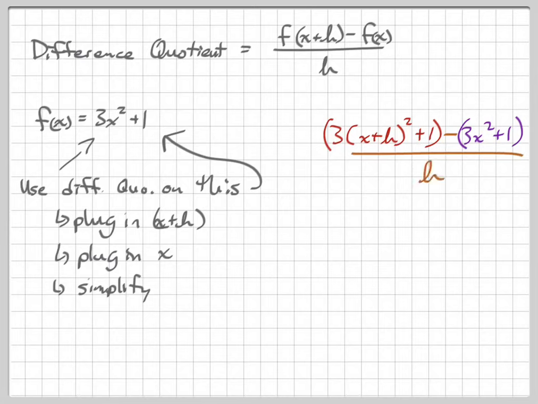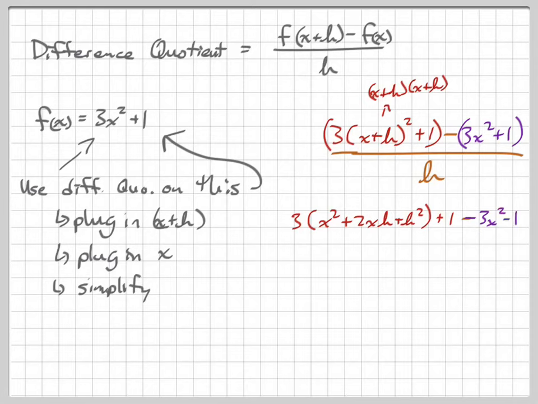Make sure you don't kill any puppies and distribute this 2 to the h and the x. The law of exponents does not say that you can do that when there's a plus sign right here. That squared means x plus h times x plus h. So after you do x plus h times x plus h, we're going to get 3 times x squared plus 2xh plus h squared. And then you have your plus 1, and then a minus 3x squared and a minus 1. Let's distribute that 3: 3x squared plus 6xh, and then plus 3h squared.